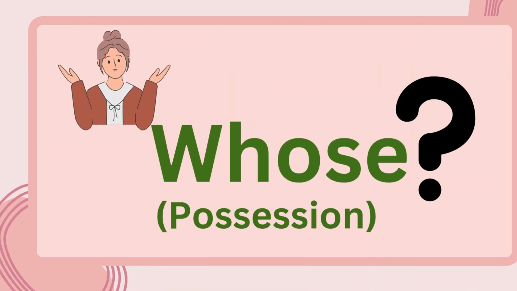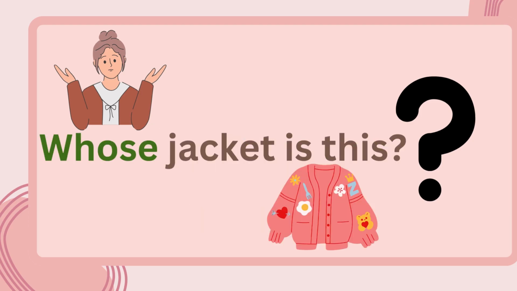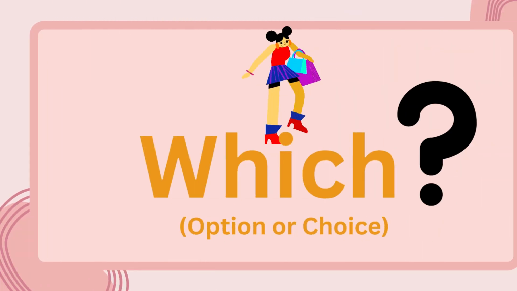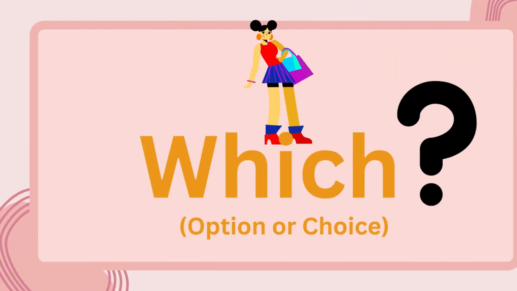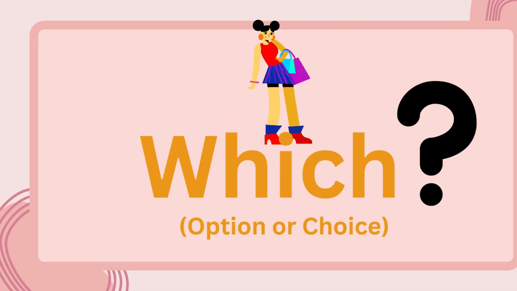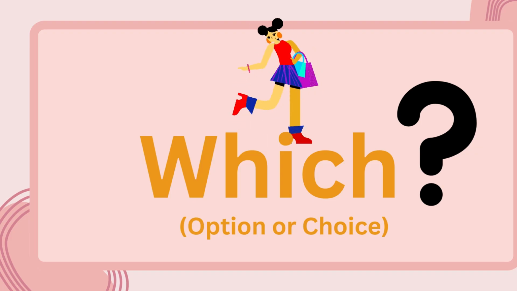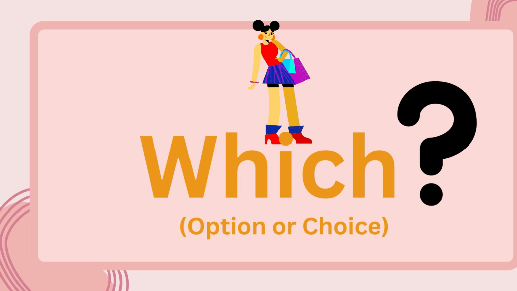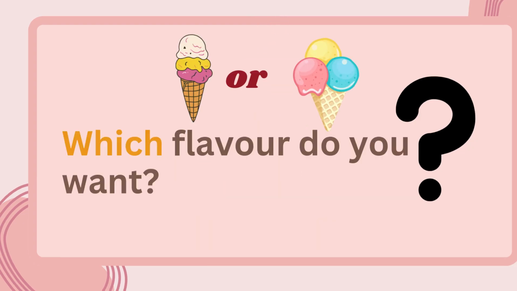Next is whose. Whose is used to show possession. Example, whose jacket is this? Which. Which is used when there is a choice to be made, when you have options to choose from. Example, which flavor do you want?